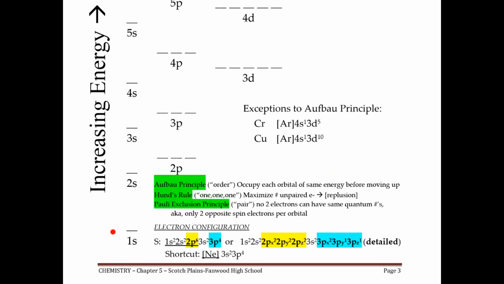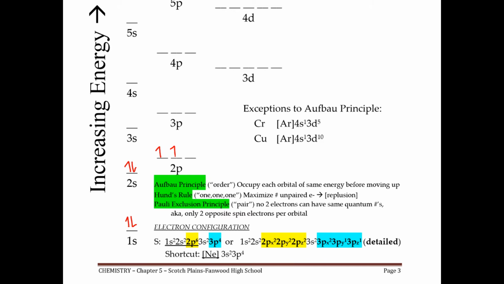Now we're going to take a look at the energy level diagram and apply the vocabulary that we haven't learned yet. Remember when we did sulfur, we put 16 electrons into this. We went first to the 1s, then the 2s, and then the 2p. What we were doing is applying what's called the Aufbau principle. The Aufbau principle says that you go up in order. It's actually the German word for order. So you occupy each orbital of the same energy before moving up. We finished the 1s, then we move to the 2s. When we finish the 2s, then we move to the 2p. We don't move on to the 3s until we finish the 2p.